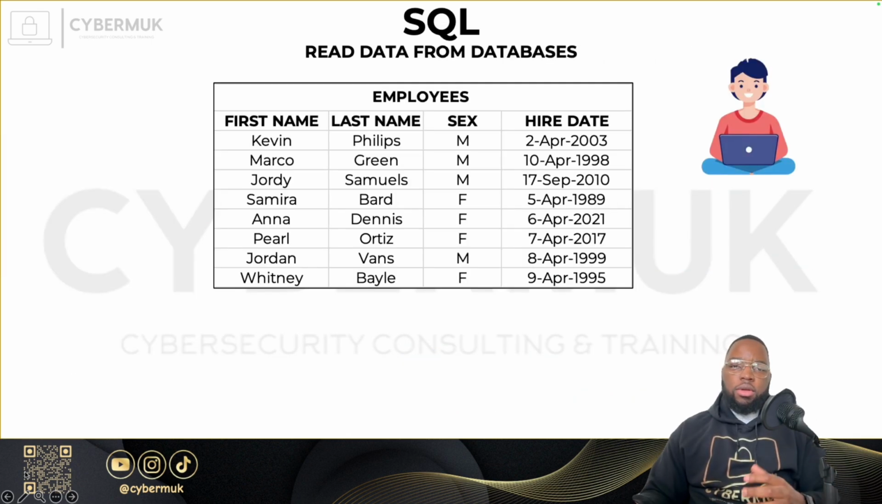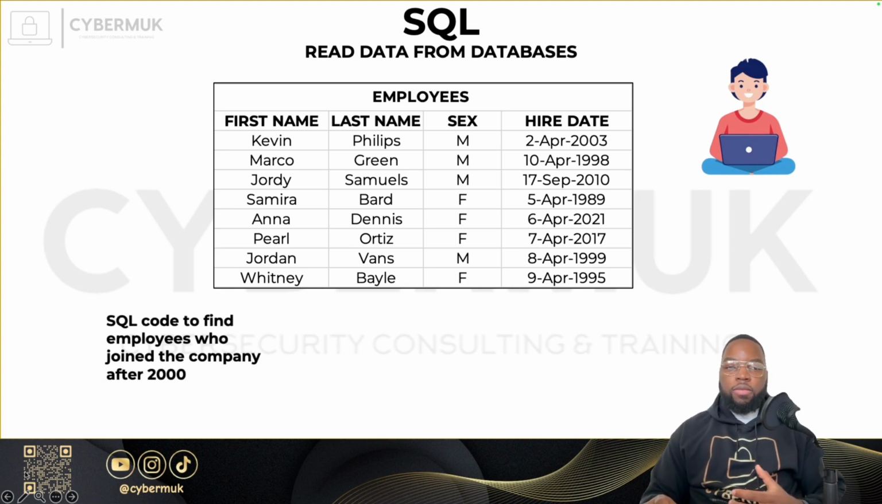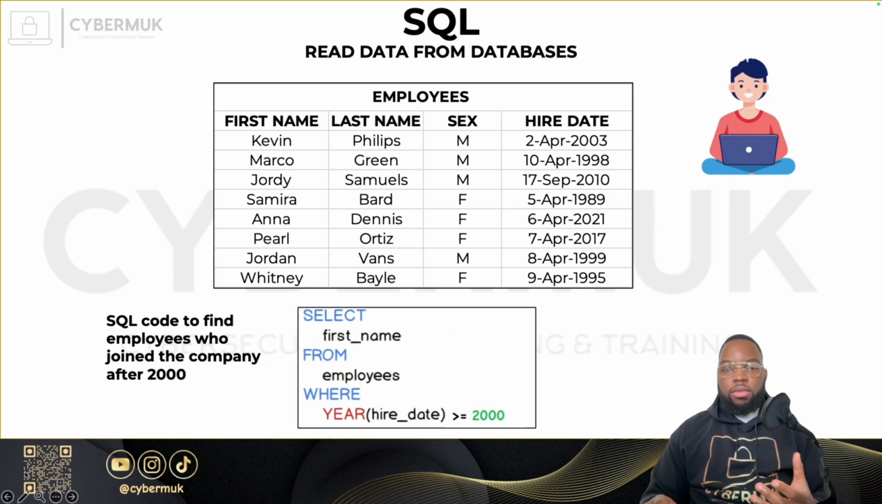Here's another example: a table of employees. You have the first names, the last names, their sex, and their hire date. It can be a bigger table; this is purely for illustration. If you want to write code to find all the employees who joined the company after the year 2000, this is what you can say. Select first name from employees where the hire date, and you're extracting the year only from the hire date, is greater or equal to 2000. So this could be a query.